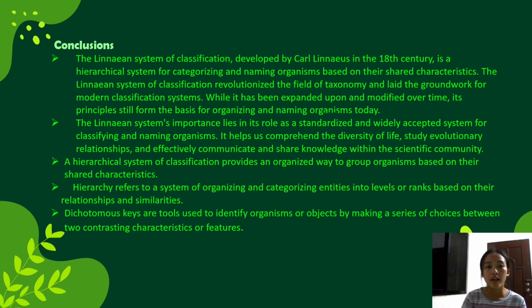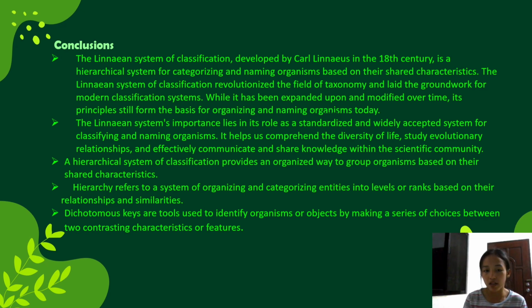Conclusions. The linear system of classification, developed by Carl Linnaeus in the 18th century, is a hierarchical system for categorizing and naming organisms based on their shared characteristics. The linear system of classification revolutionized the field of taxonomy and laid the groundwork for the modern classification systems. While it has been expanded upon and modified over time, its principles still form the basis for organizing and naming organisms today.